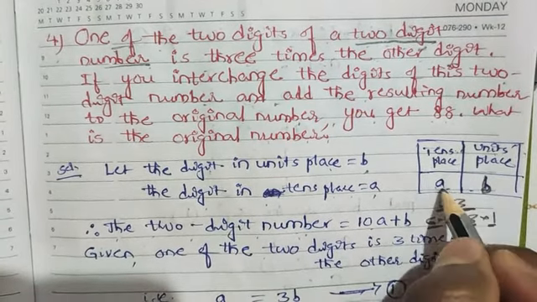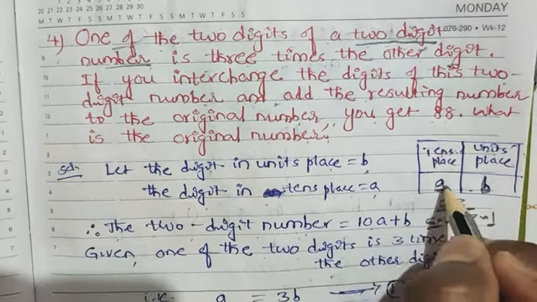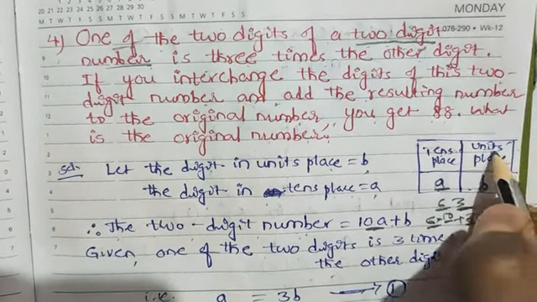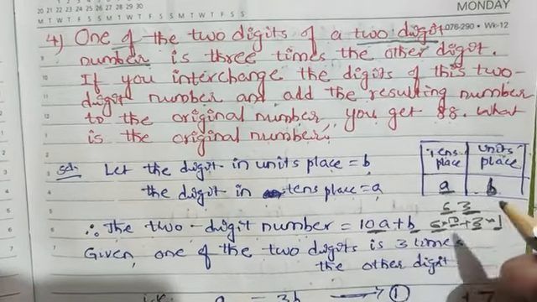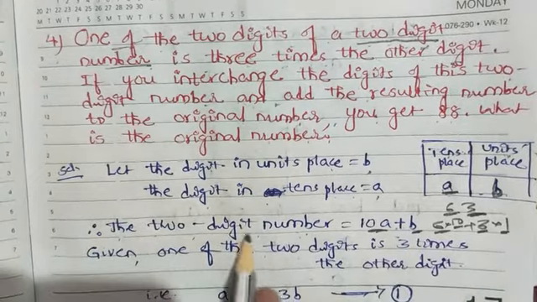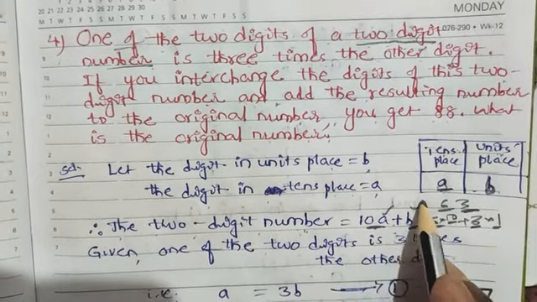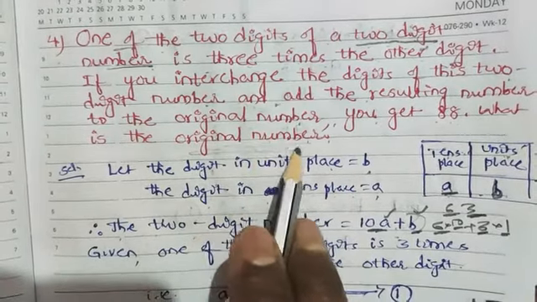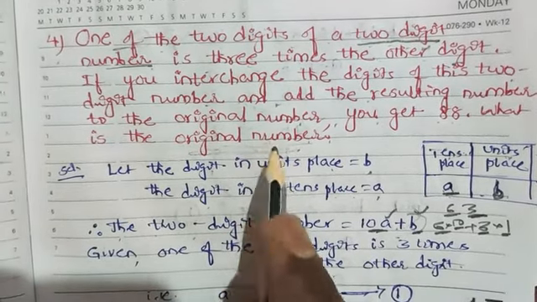Same way, A is in tens place, so 10 into A is 10A, plus B is in ones place, so 1 into B is B only. Because of that reason, I wrote like this. So this is our required number. If you know the A value and B value, by substituting in this, you will get the original number. That means you will get the answer.